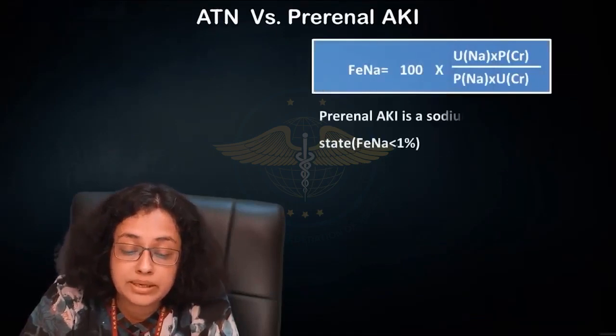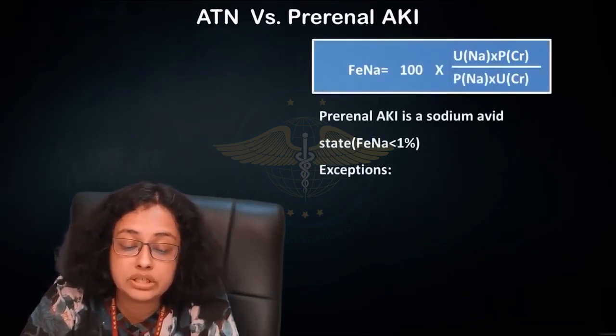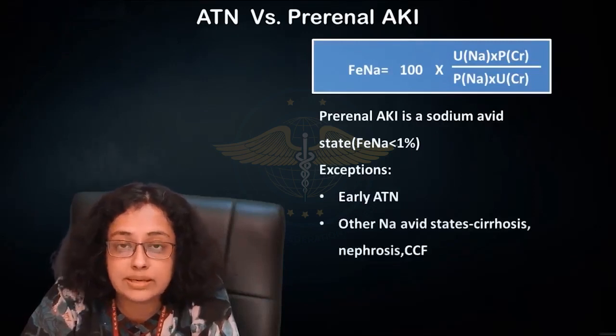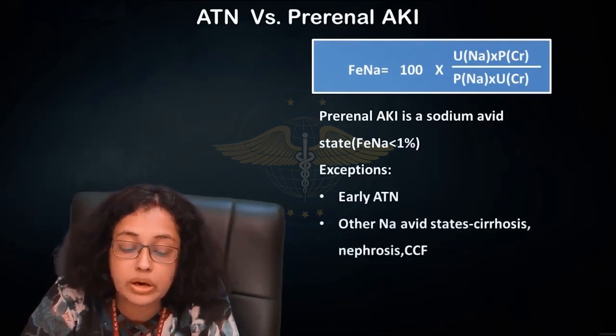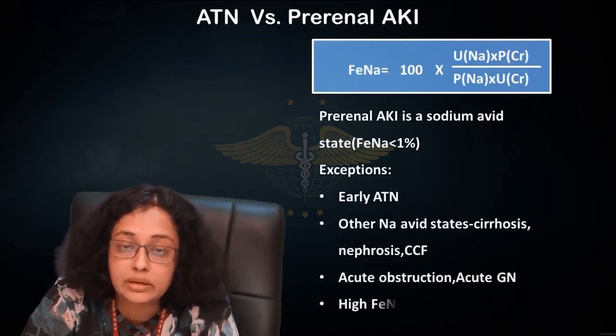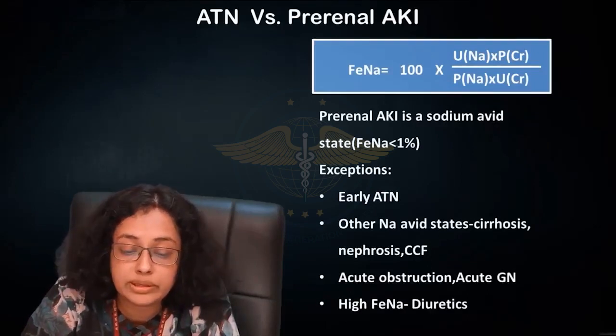The FeNa may be less than 1% in other conditions like early acute tubular necrosis or other sodium avid states like cirrhosis, nephrotic syndrome, or acute obstruction. And again, if you're treating a prerenal AKI with diuretics, the FeNa will be falsely high.